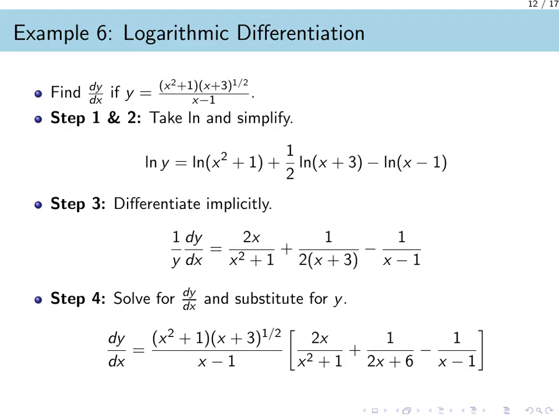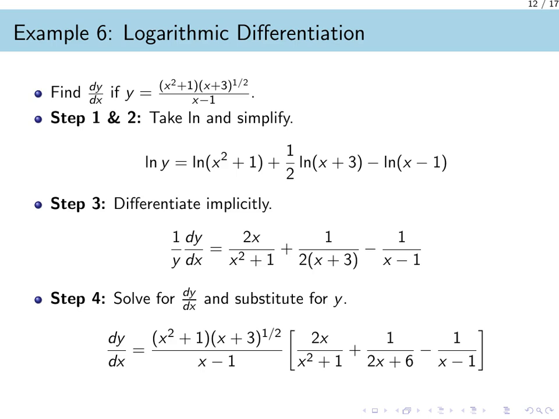Let us walk through an example of logarithmic differentiation, a powerful technique for finding the derivative of functions with complex products, quotients, and powers. Our function is y equals the quantity x squared plus 1 times the square root of x plus 3, all divided by the quantity x minus 1. The first step is to take the natural logarithm of both sides, which allows us to use logarithm rules to break the expression into a much simpler sum and difference of terms.